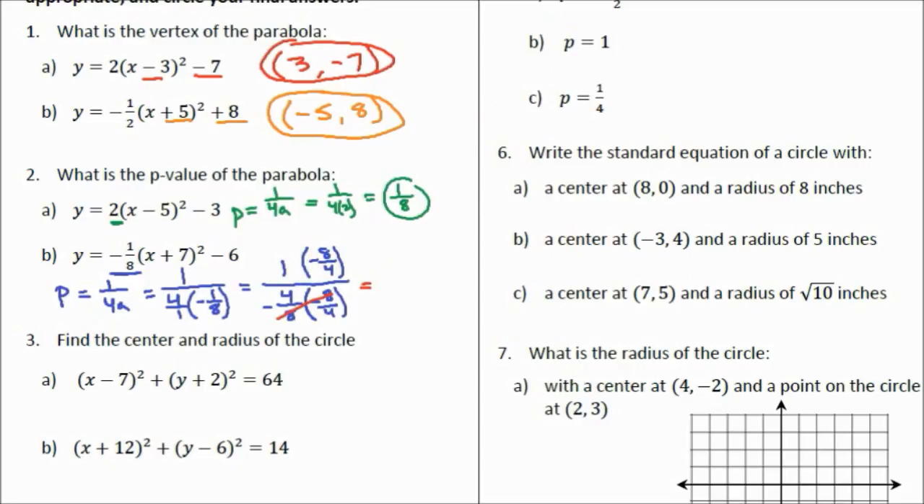So the answer here is -8/4. And we can simplify that. 8 divided by 4 is 2. So our answer is -2.